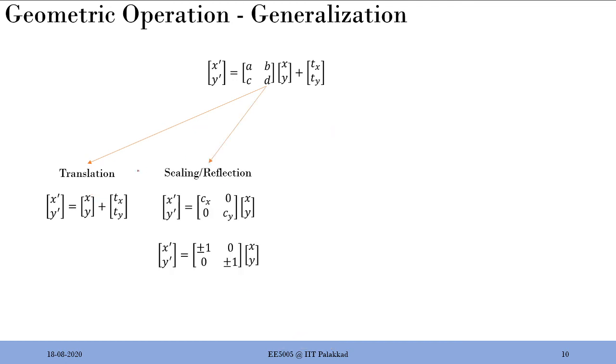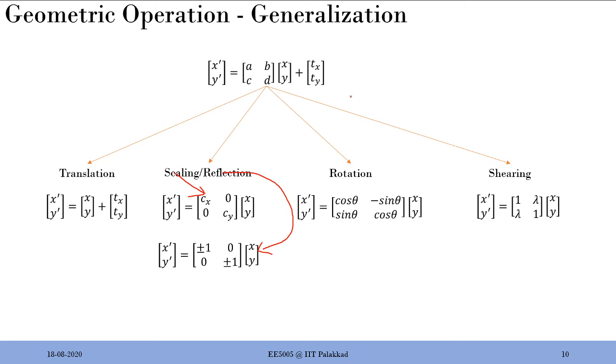And then if you go for scaling or reflection, you notice B and C are zeros, both of them. A and D take the values of Cx and Cy, and when Cx is plus or minus 1 and Cy is plus or minus 1, it becomes reflection. Otherwise it is scaling, where you are increasing the number of x and y locations. And then rotation, you already know it. ABCD take the values of cos theta, minus sin theta, sin theta, cos theta, and in both cases, scaling, reflection and rotation, Tx and Ty are 0. Remember that. And then the last is shearing.